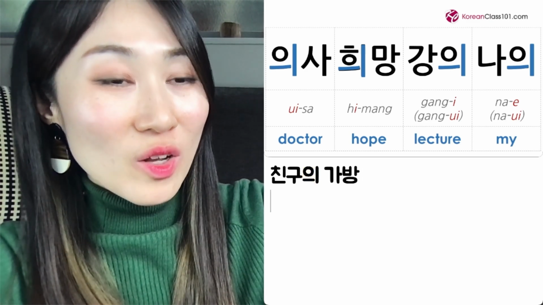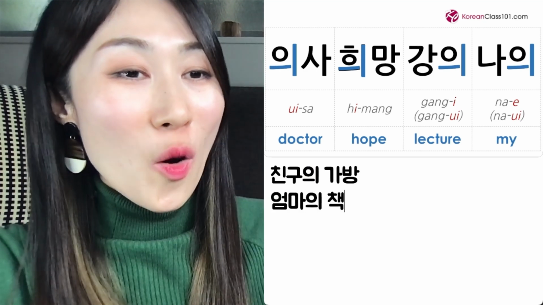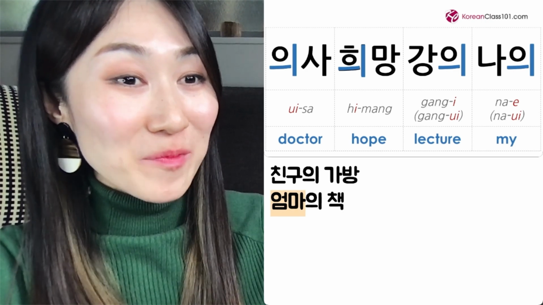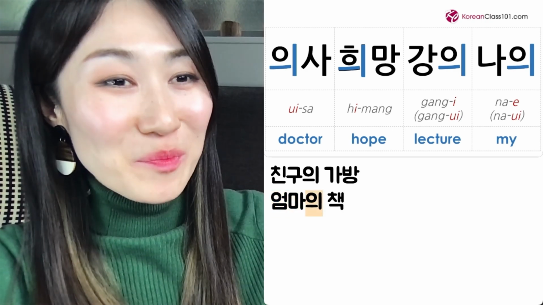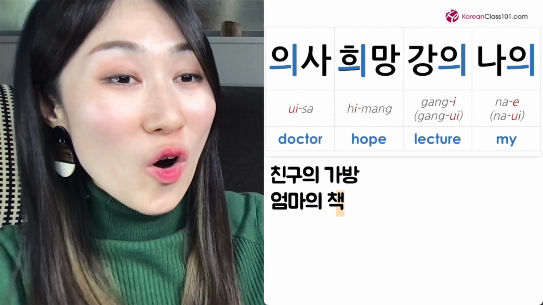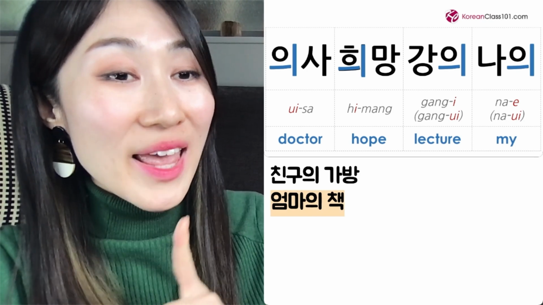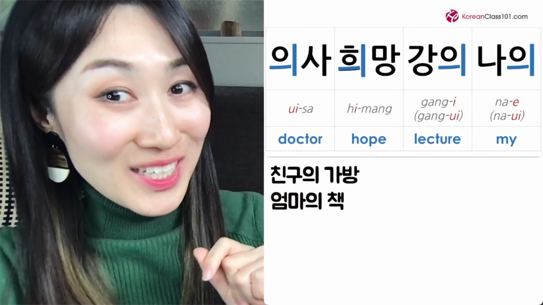친구의 가방. Or 엄마의 책. 엄마 means mom. And 의 is the possessive marking particle. 책 means a book. So 엄마의 책 means mom's book. 엄마의 책. Did you get it?